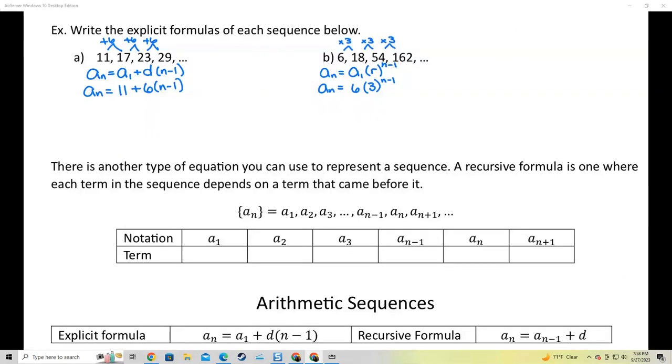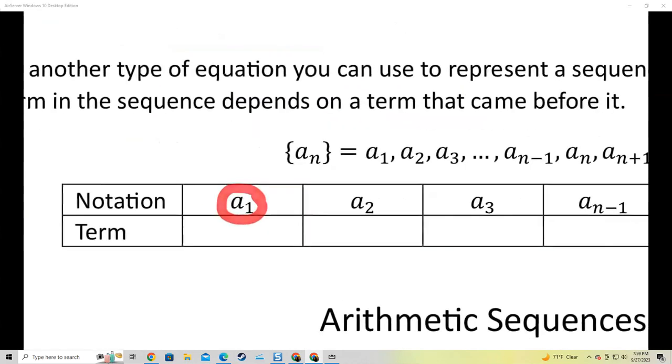Okay, so here's a sequence, right? I'm just looking at my sequence right now, and I notice I have a first term, second term, third term. Then I'm going to go dot, dot, dot. Then I got these: a sub n minus 1, a sub n, and a sub n plus 1. So let's remember what these notations mean. When I say a sub 1, what I'm really trying to say is this is my first term. When I say a sub 2, this is my second term. When I say a sub 3, I mean this is my third term.